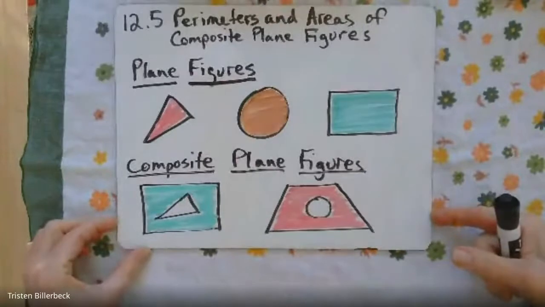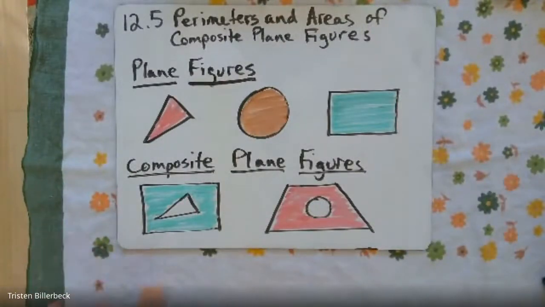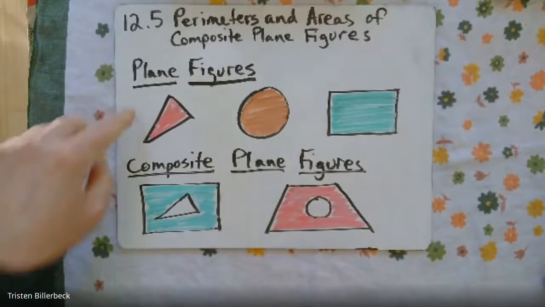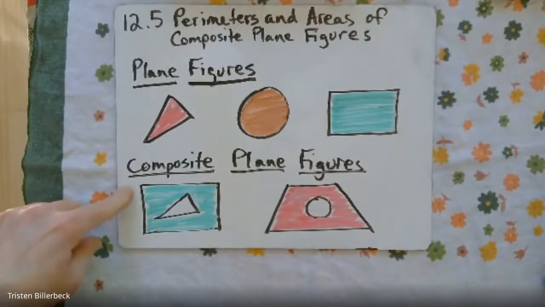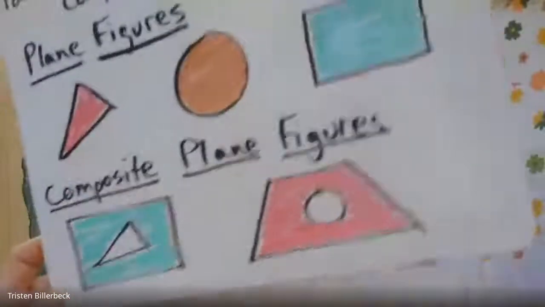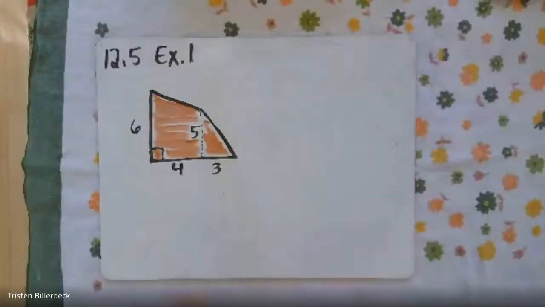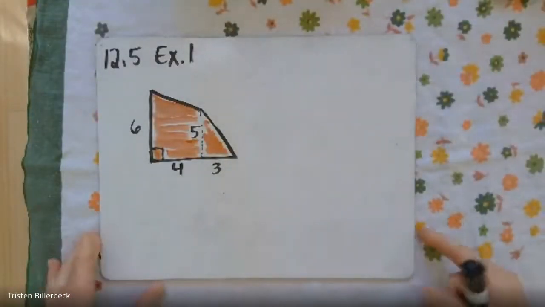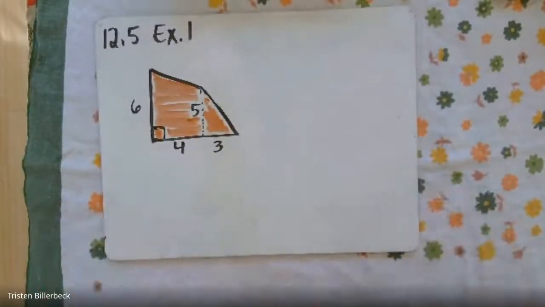Now, composite plane figures are when we have two different figures, one inside the other. So this one we have a rectangle with a triangle inside. This one we have a trapezoid with a circle inside. So once we add more than one plane figure, it's called a composite figure. All right, so that is how we interpret this new math jargon. Remember, math is a different language. All right, let's look at an example of a composite figure.